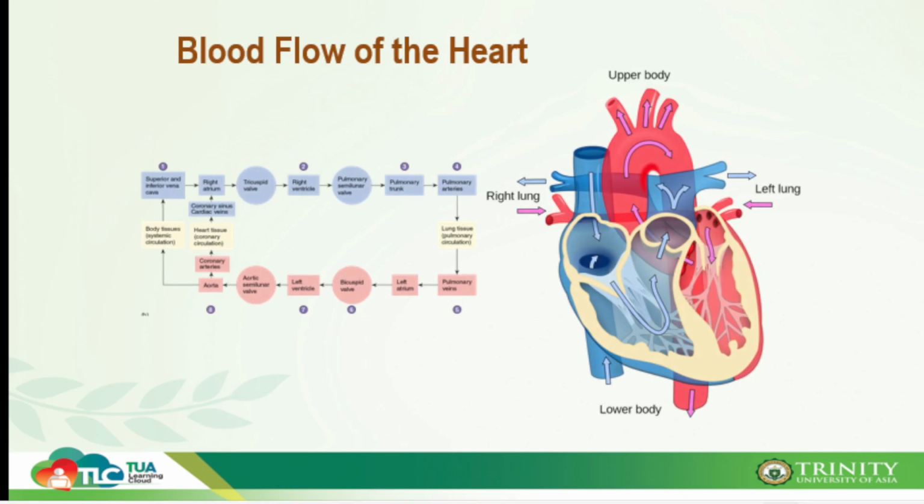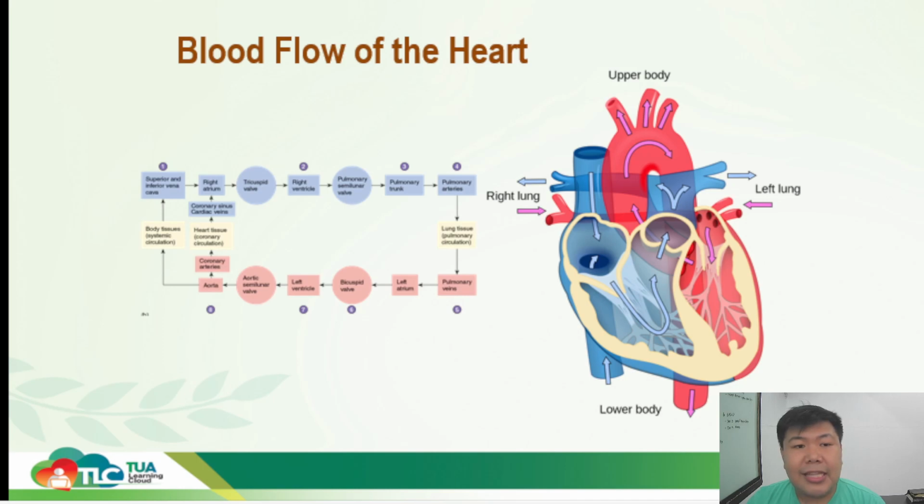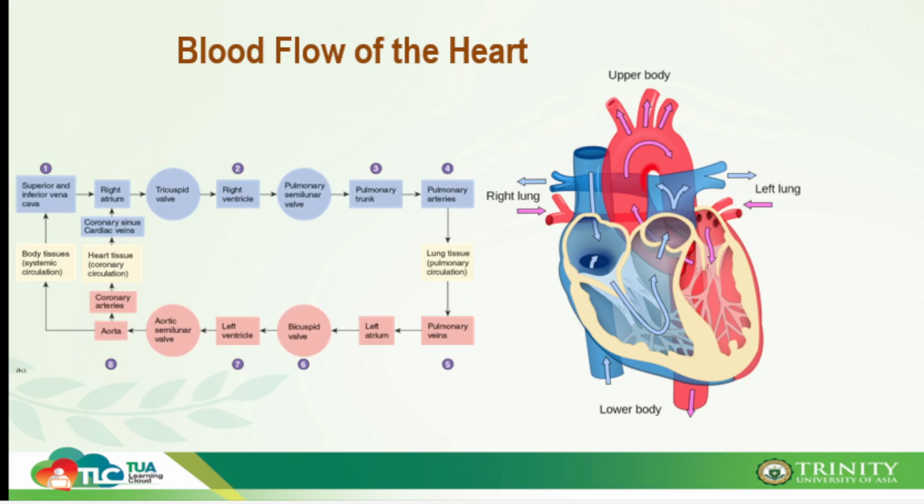And lastly, I mentioned somehow the flow of the heart in the previous discussions, but now we'll discuss it in detail, no? So let's start with blood coming from the upper half of the body. So the blood coming from the upper half of the body will enter the superior vena cava. Okay, the superior vena cava. While the blood from the lower half of the body will enter the inferior vena cava.